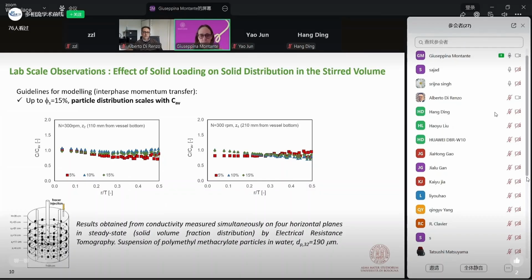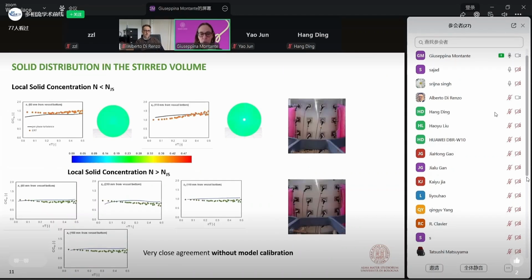In this particular system, up to 15% of solid particles actually produce the same dimensionless concentration distribution locally. So this is an important observation for guiding our model formulation.